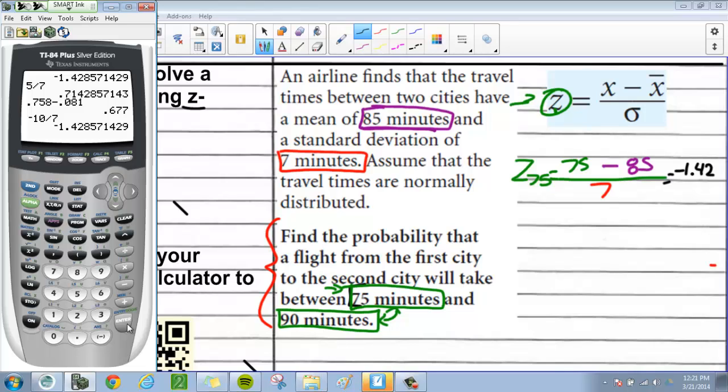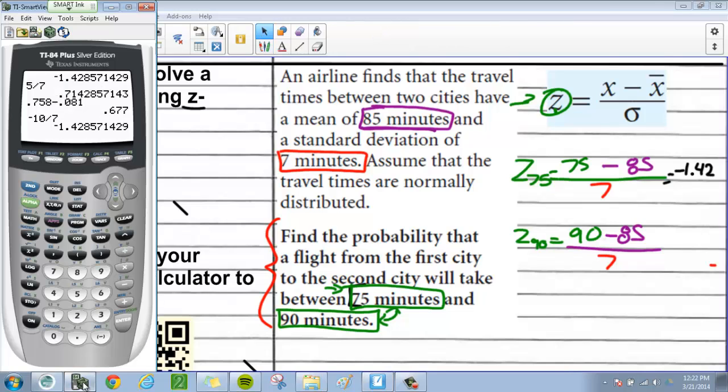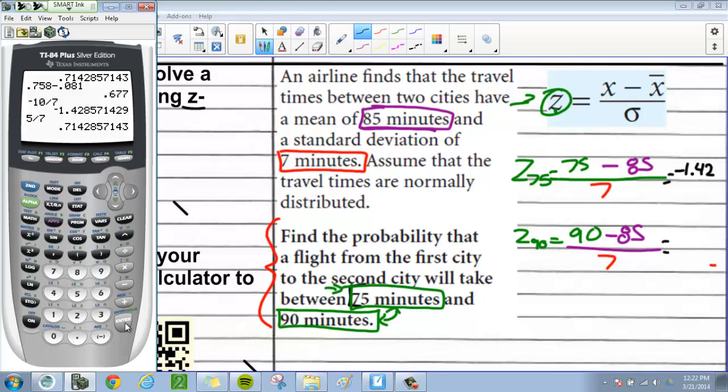Now let's find the z-score for 90 minutes. The z-score for 90 minutes is equal to our 90 minutes, and then we subtract the 85 just like before, and divide by the 7 just like before. So now we got 90 minus 85, which is 5, divided by 7, which would be 0.714. This is equal to 0.714. So now we have these two z-scores, 0.714 and -1.42, and now we're going to go down to the table and find those two z-scores in this table.